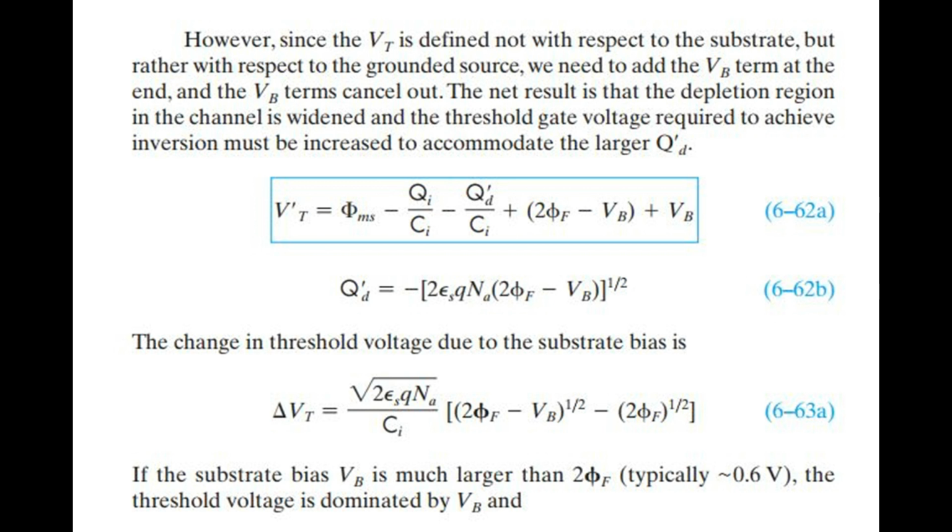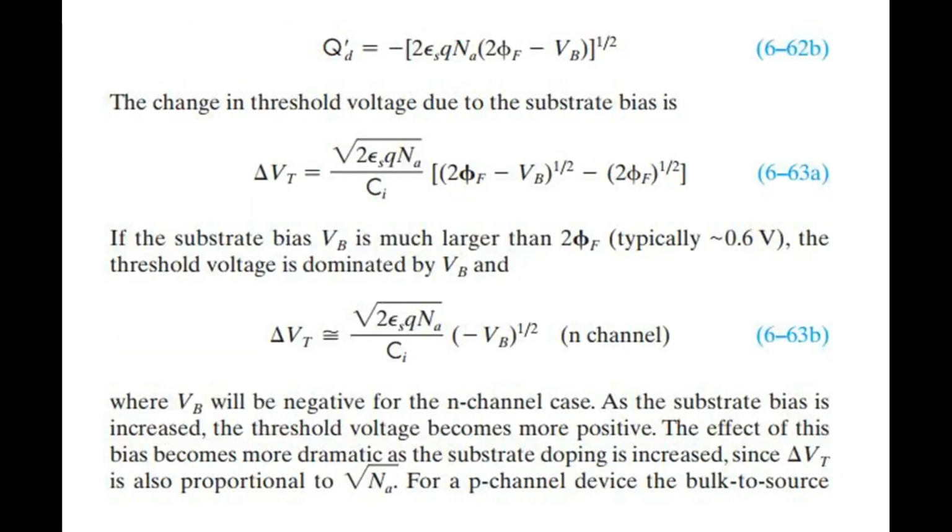The change in threshold voltage due to the substrate bias is: if the substrate bias VB is much larger than 2ΦF, typically 0.6 volts, the threshold voltage is dominated by bias voltage, where bias voltage will be negative for the N-channel case. As the substrate bias is increased, the threshold voltage becomes more positive. The effect of this bias becomes more dramatic as the substrate doping is increased, since threshold voltage change is also proportional to the square root of acceptor concentration.